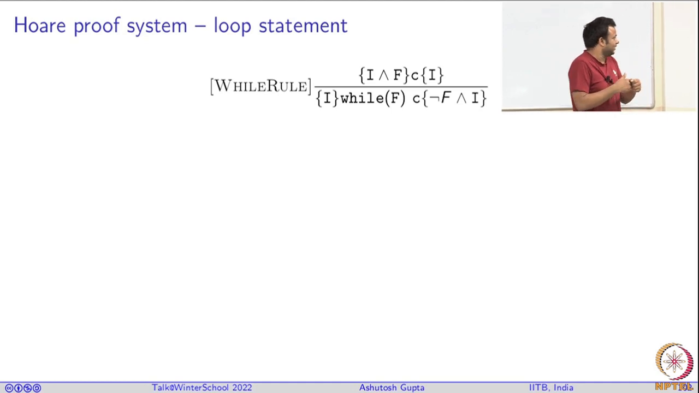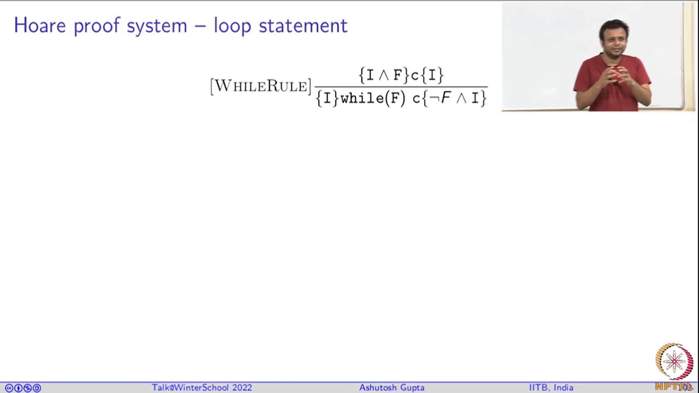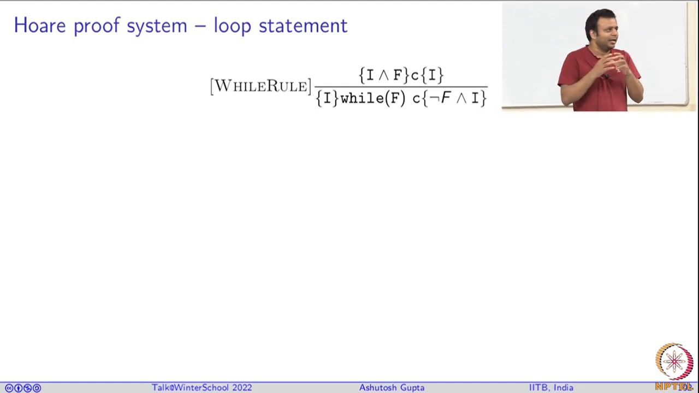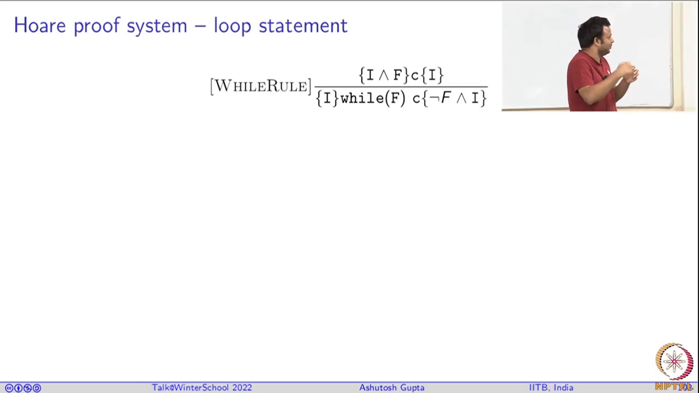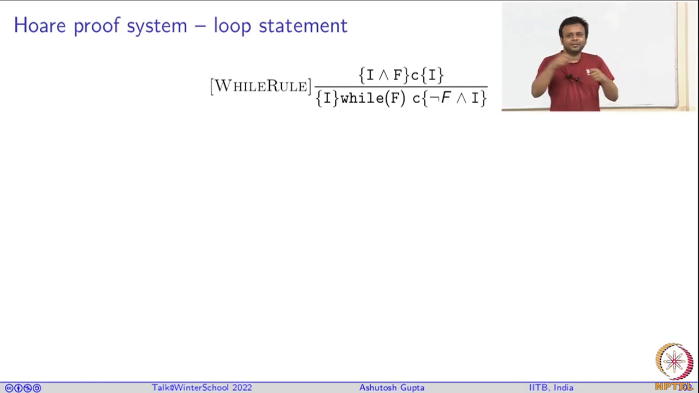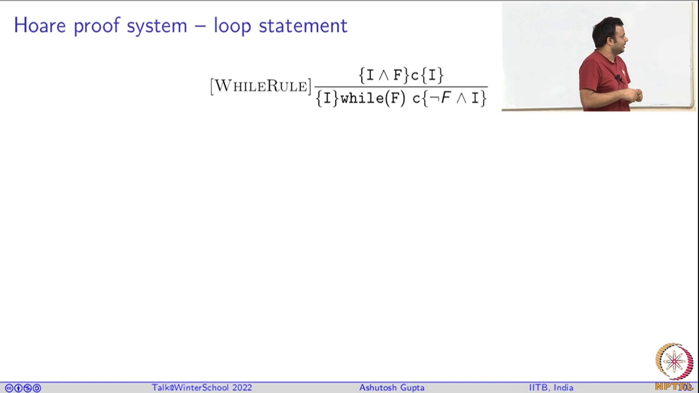So let me reiterate that there are a lot of things packed inside this rule. There's an I. You start from I, the condition is true, then you land up in F, and you land up in I again. So that means it guarantees that if you start with I, the loop will keep going to I. But now at the end we exit also. So when the loop finishes, you are guaranteed that the condition is not true and I is true, because you always stay in I.